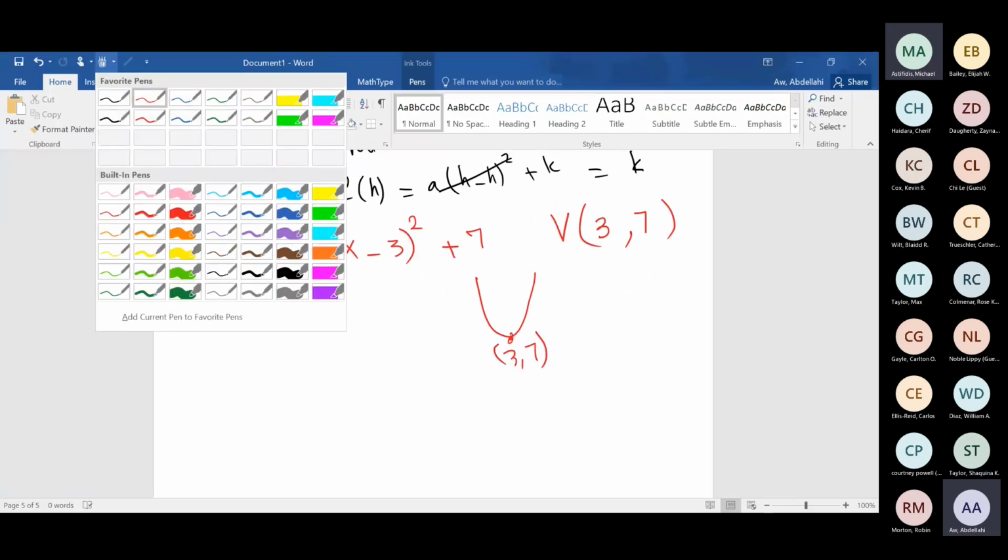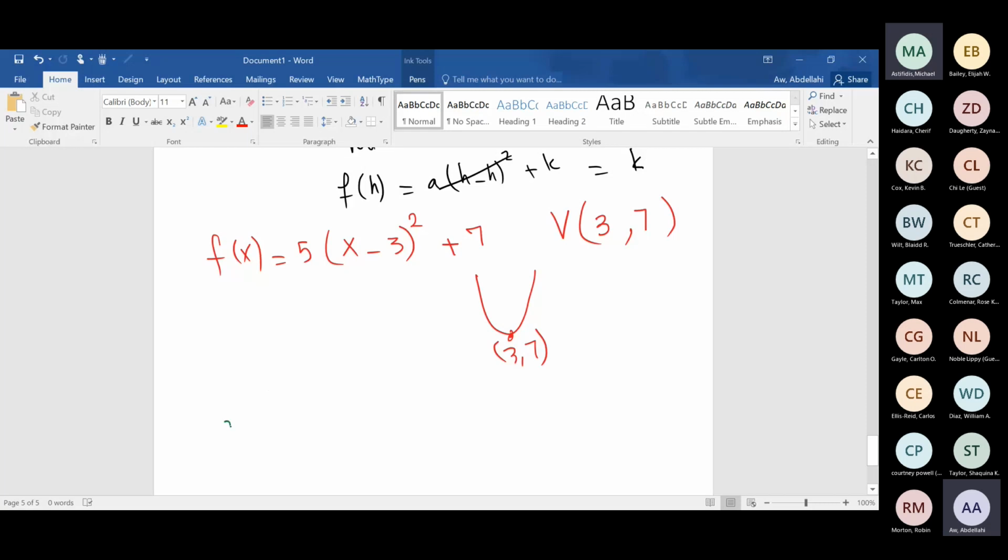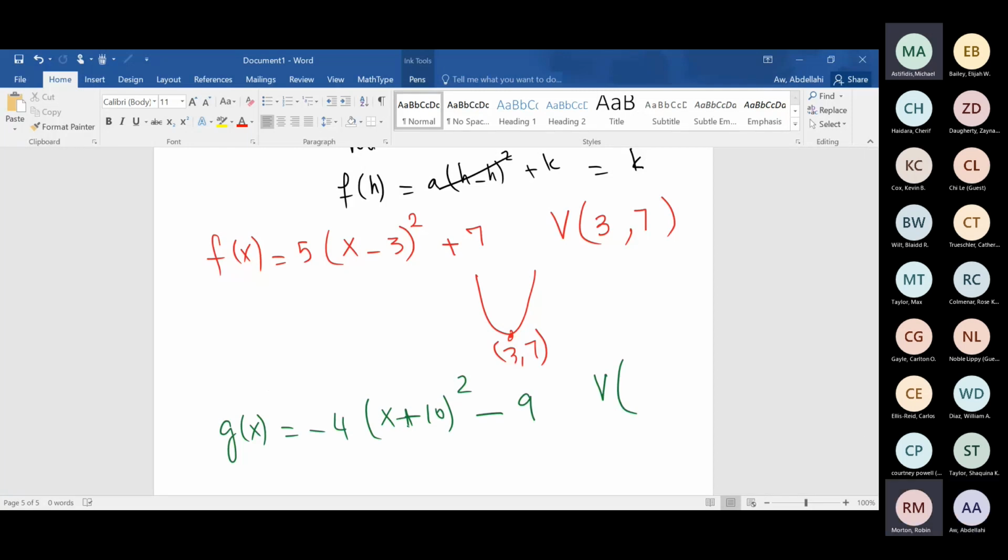Okay, so now g of x, I give you another one, and you tell me what is the vertex. g of x is negative 4x plus 10 squared minus 9. What is the vertex here now? What is the H? What is the K? 10, negative 9. Okay, good.